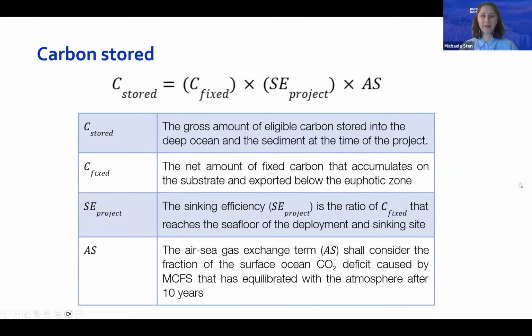Thank you, Ben. As Ben introduced, carbon stored is the amount of carbon dioxide that is durably stored for longer than 200 years. And the way that the methodology currently quantifies that is it is a function of the carbon that is affixed to the substrate that's deployed, and the amount of carbon that's able to make it from the surface ocean to the seafloor, and the fraction of the air-sea gas exchange that occurs at the surface. Next slide.